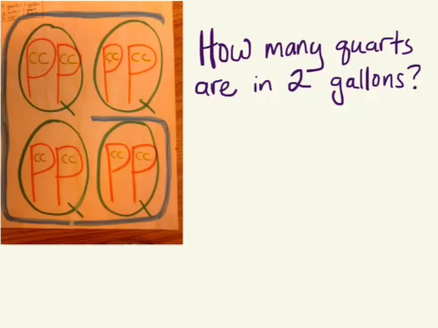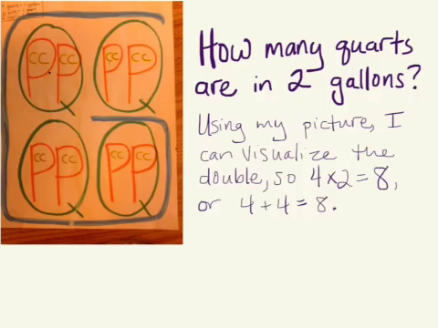Well, first we should find our fast fact here. We can see that by looking at our Q's, we have 1, 2, 3, 4 Q's in 1 gallon. So we'd need to double that to figure out 2 gallons. So 4 doubled would be 8. 8 quarts are in 2 gallons. Make sure you've got this written down.